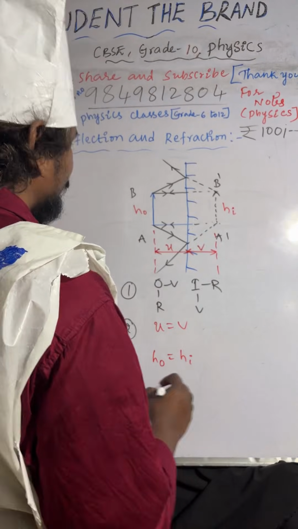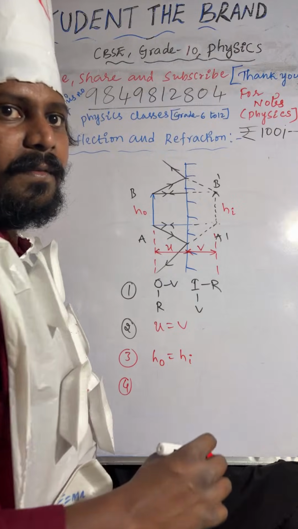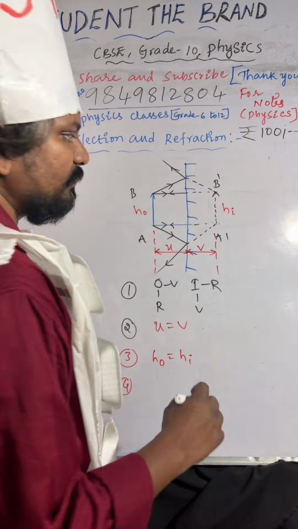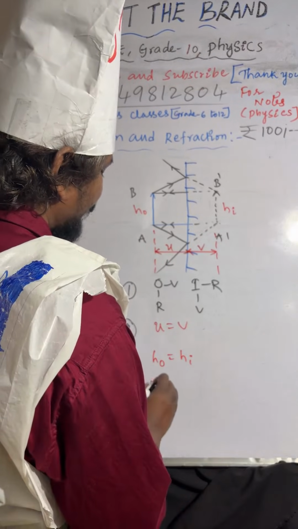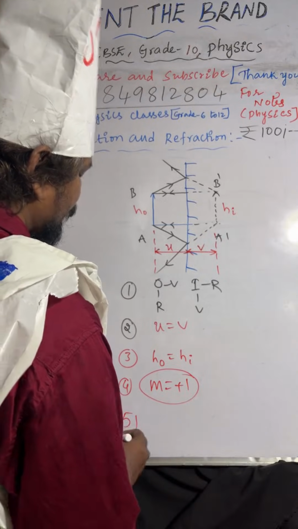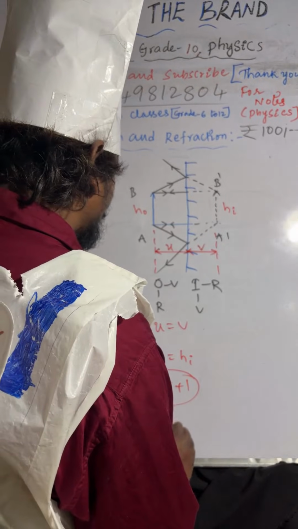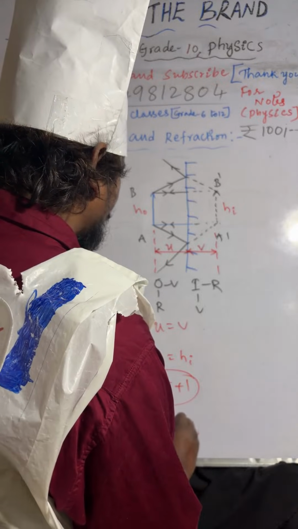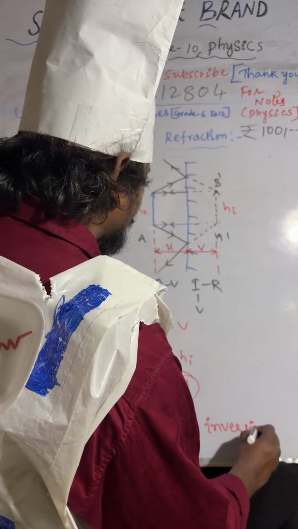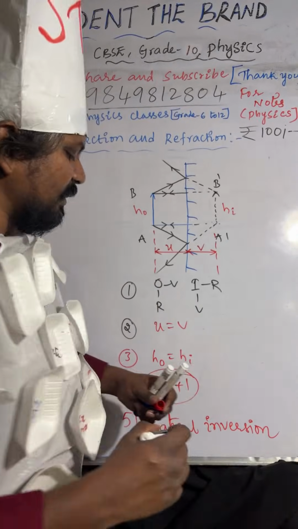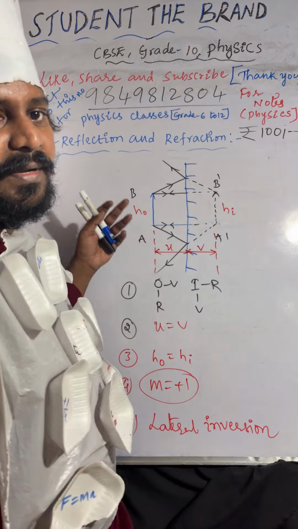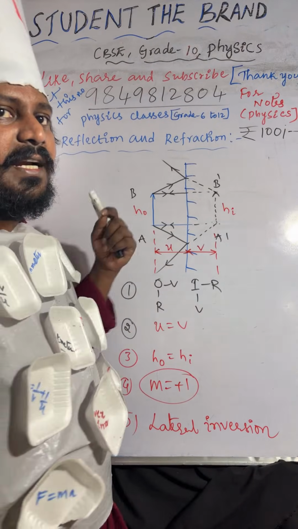And the fourth one, so magnification of the plane mirror is +1. And the fifth one, it also shows lateral inversion. Lateral inversion is the phenomenon where the right side of the object appears to be the left side of the image, and the left side of the object appears to be the right side of the image.